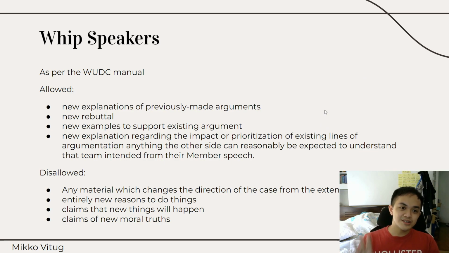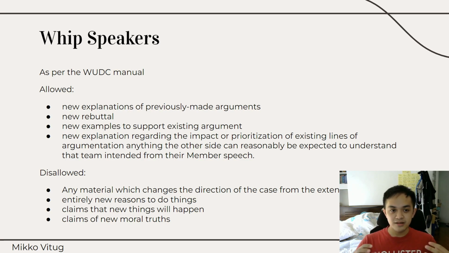So, here is the World Universities Debating Championship Manual that explains what is allowed by whips. So you can provide explanations of previously made arguments, new rebuttal, new examples, or new explanations regarding the impact or prioritization of existing lines of argumentation. Anything the other side can reasonably be expected to understand the team intended from their member speech. So that's what I'm trying to say.